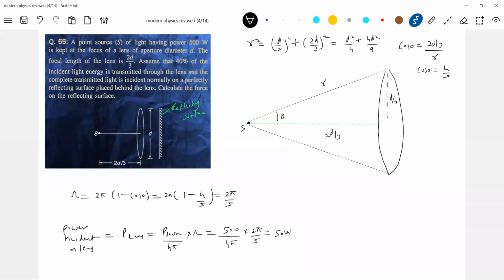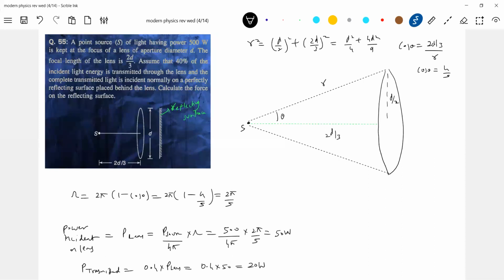So again, 40% of this light is transmitted. So 0.4 of this will be transmitted. So power transmitted is 20 watt.